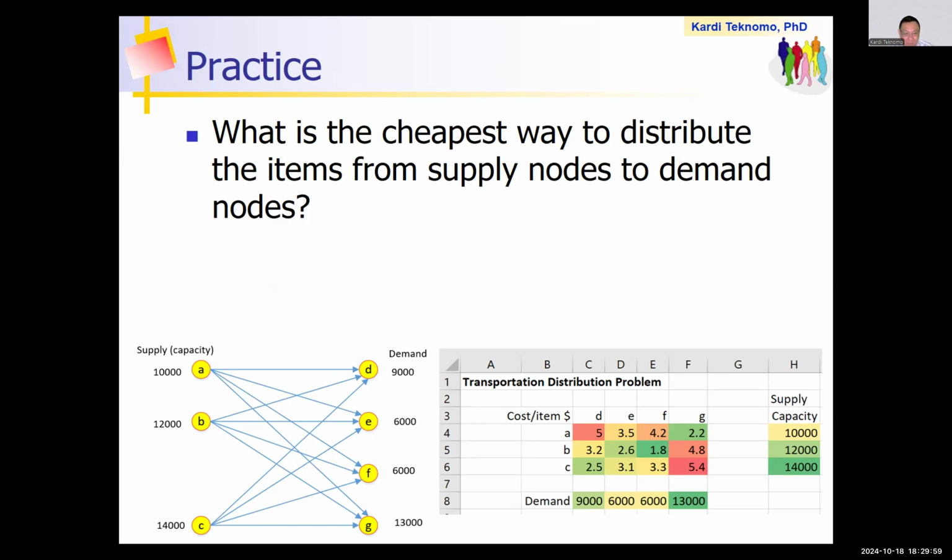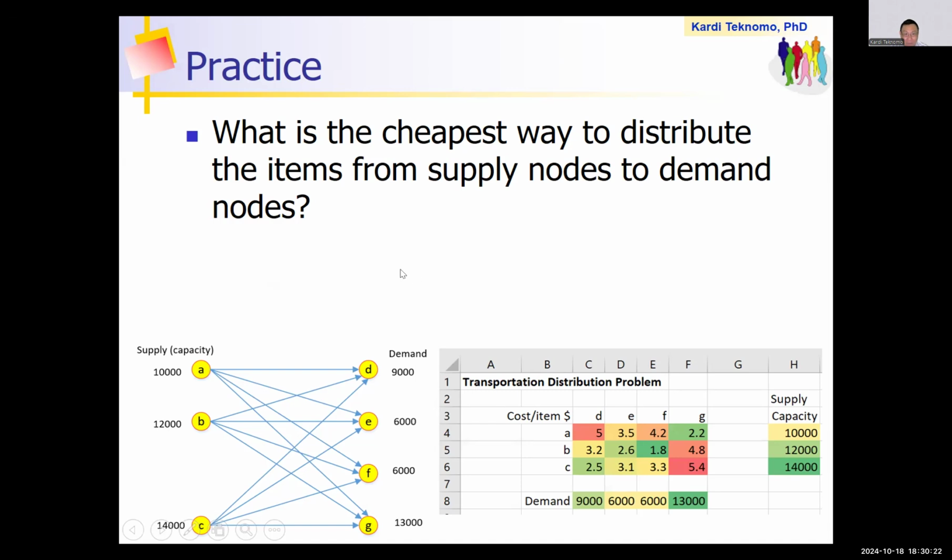So I have basically the trip production and trip attraction, which represent the supply, capacity, and the demand here. And I also have the cost. And this is already the generalized cost. So this is your problem that you need to practice.